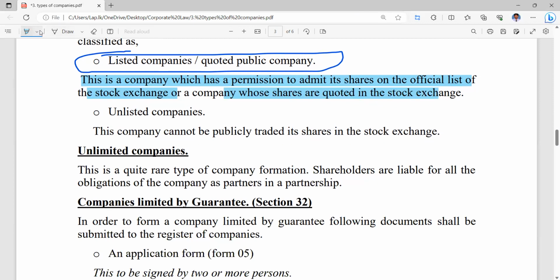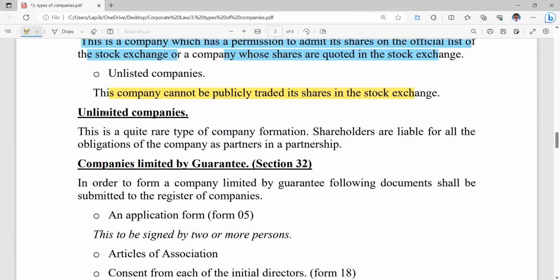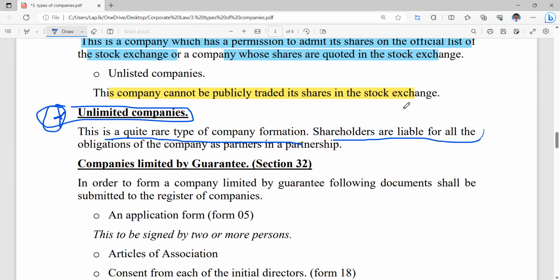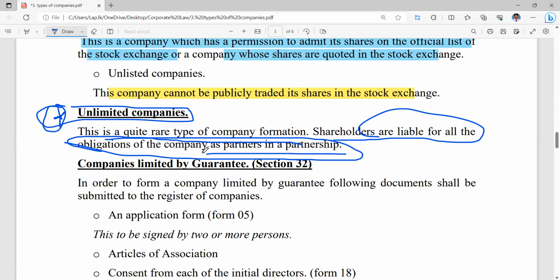Unlisted companies. This is a rare company type. Its shares cannot be publicly traded in the stock exchange. Unlimited companies. This is a quite rare type of company formation. Shareholders are liable for all the obligations of the company, as partners in a partnership.